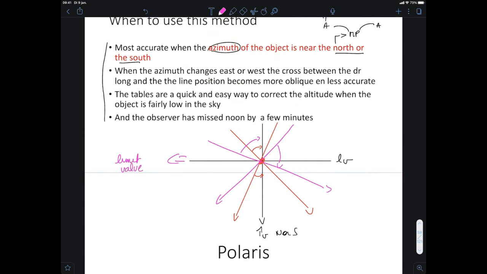Okay, so these methods are a quick and easy way to correct the altitude, as I already told you, when the object is fairly low in the sky. Because when the altitude gets bigger near the zenith, the changes are going too quick, and then it's less accurate. The corrections that you apply are more difficult to calculate and less accurate. It's a method for when the observer has missed noon by a few minutes. Voilà. So this is the second method for determining your true latitude near the moment of meridian passage.